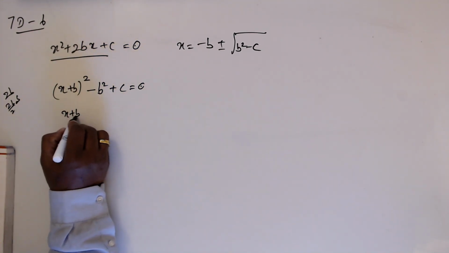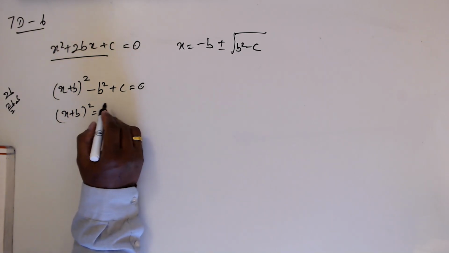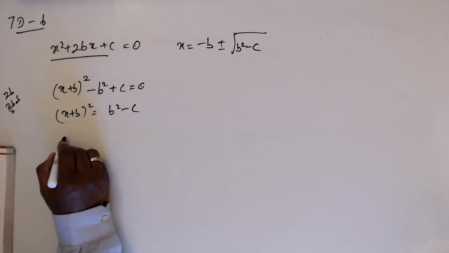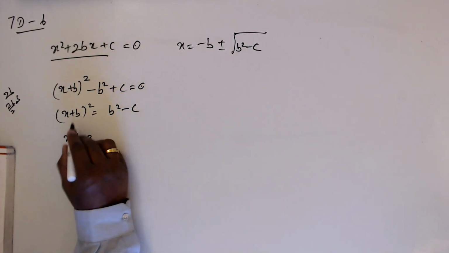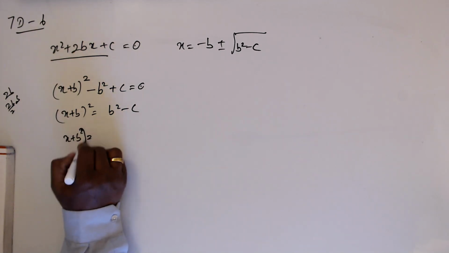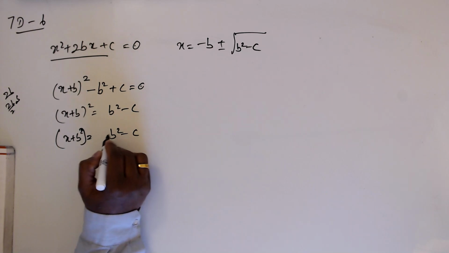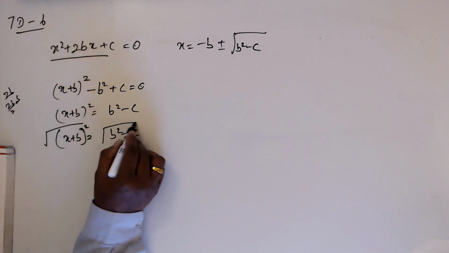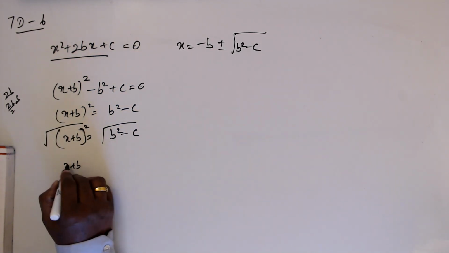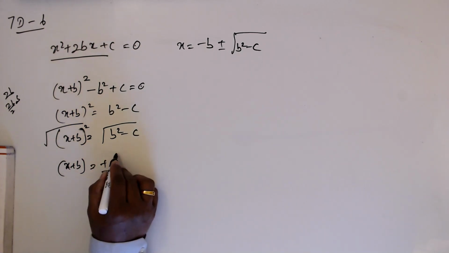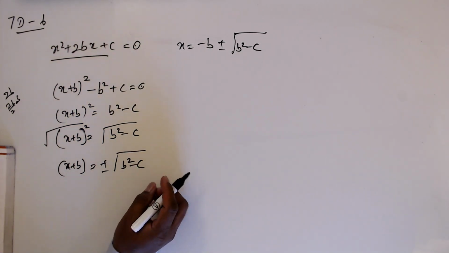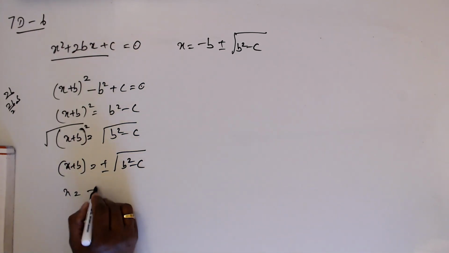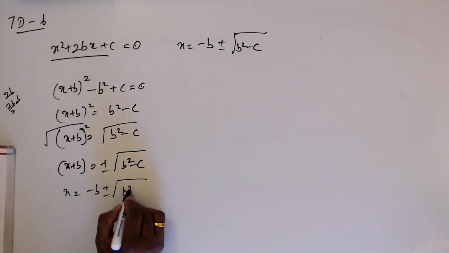And x plus b square equals b square minus c. Then for x plus b, I am going to take the square root of it. Then x plus b becomes plus or minus the square root of b square minus c. Then x equals, taking b to the other side, minus b plus or minus the square root of b square minus c.